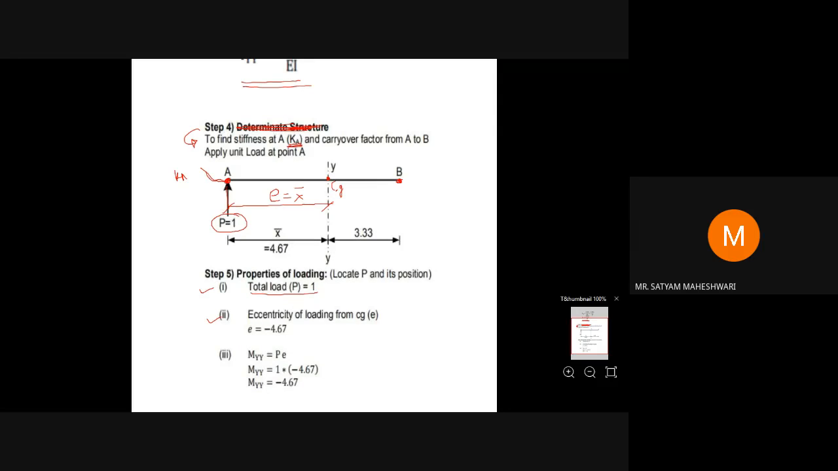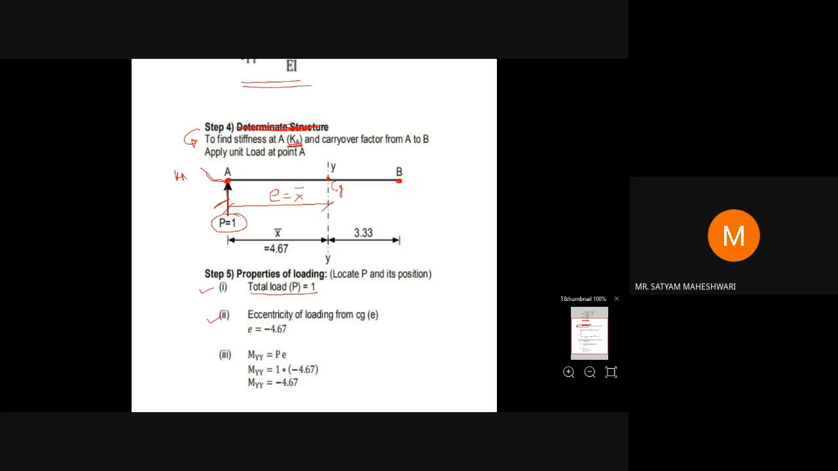We are not located in the middle here. In the previous problems, we would locate the load exactly at the CG of the given figure, but here we have considered P equal to 1 at A because we have to find out the stiffness at A. So the eccentricity of this loading about the YY axis, or from CG, will be denoted by E, which is nothing but X bar.